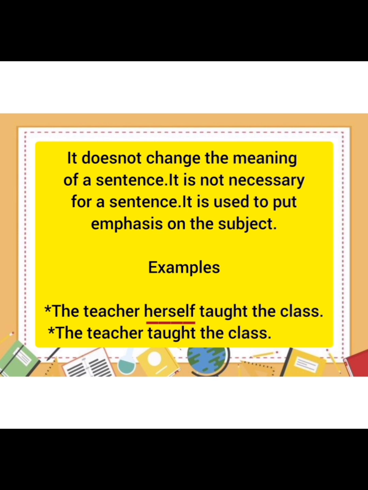For example, the teacher herself taught the class. The teacher taught the class. Both examples have the same meaning. In the earlier example, the teacher herself means we are just putting stress on the subject, and she has taught the class. In the other sentence, the meaning is totally the same. So the use of an intensive pronoun does not affect the meaning of the sentence. But reflexive pronouns do change the meaning of a sentence.